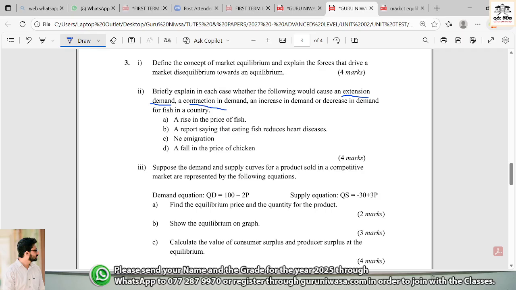Fall in price of chicken. Our concerned product is fish. Chicken is a substitute product. So chicken is very cheap; prices of chickens have fallen. Then many people or consumers will shift to the purchase of chicken, causing demand for fish to reduce. Then what happens to the demand curve of fish?